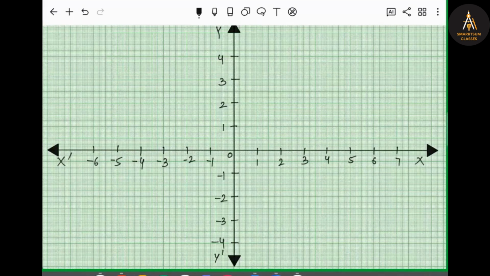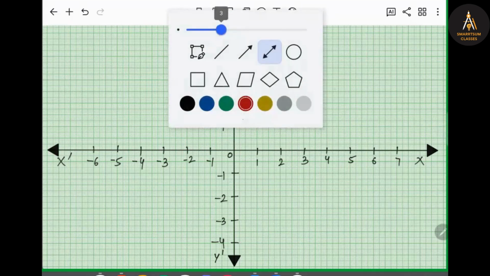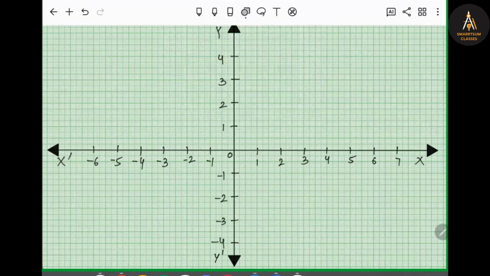Okay, so now we have a Cartesian plane, right? We have two axes here, x-axis and y-axis, and I have marked the values here. Now, what are the points which will lie on the x and y-axis? Suppose I'm saying that there is a point here. I'm using a different color to show you. So the points which will lie on the x-axis can be this, right?